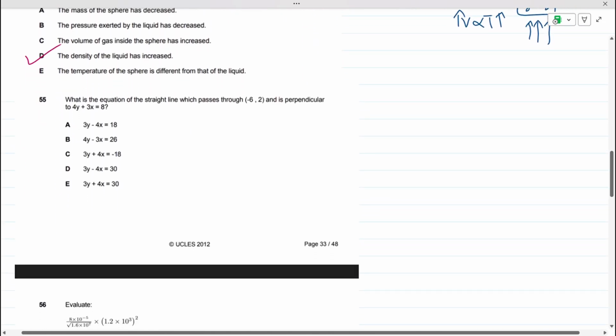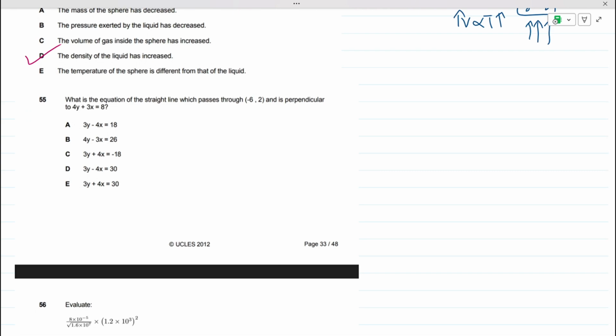Now we are at our 55th question. It's interesting. What is the equation of the straight line which passes through the given coordinate points and is perpendicular to this? So of course, for finding the perpendicular line, we are supposed to find the slope of this given equation. The given equation is 4y plus 3x equals 8. We are supposed to find the slope of it.